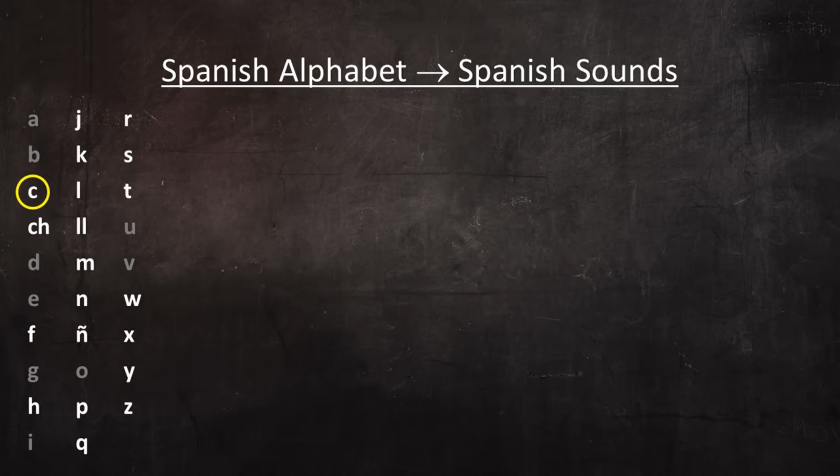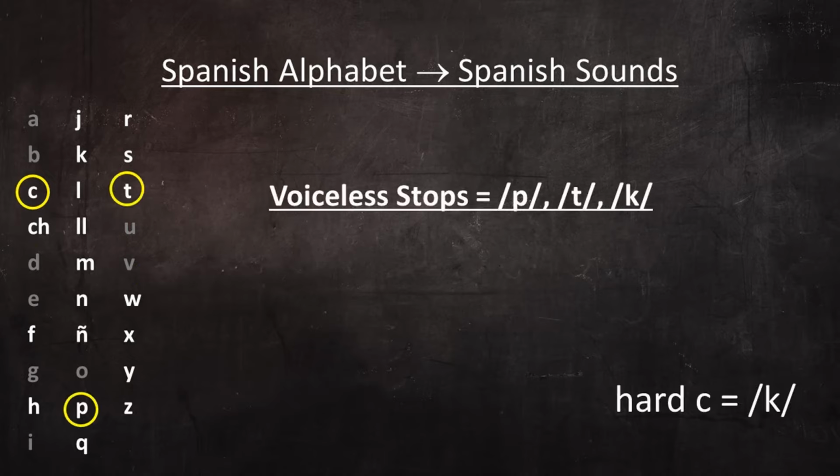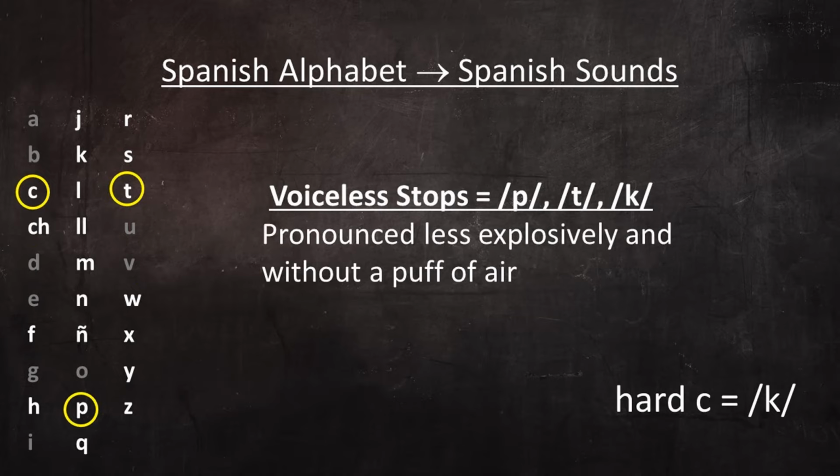The next letter is C, which in its hard pronunciation is the K phoneme. K is a voiceless stop. The voiceless stops include P, T, and K, and they all follow a similar principle in how their pronunciation in Spanish differs from their pronunciation in English, namely that they're pronounced less explosively and without an accompanying puff of air. To this category I like to add CH, because it's also pronounced less explosively than its English counterpart.